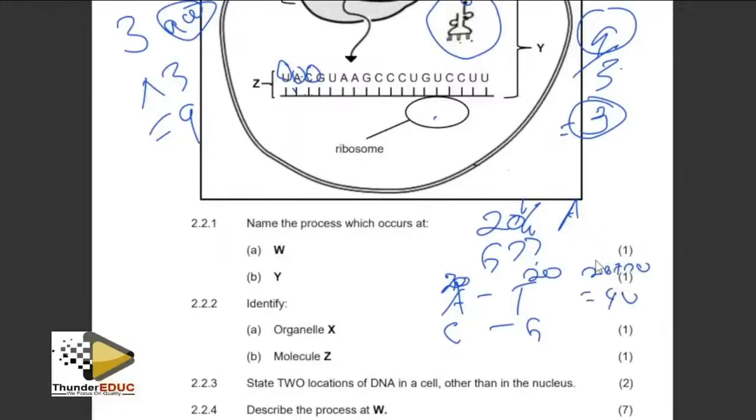Now, because these percentages are out of 100, I'm going to say 100 minus 40, so it gives me 60. What is really happening there? 60 is going to be for these two, so divide by 2, so it's going to be 30 and 30. So it means that the percentage of guanine is going to be 30%. Don't go to the paper without knowing how to calculate the base.